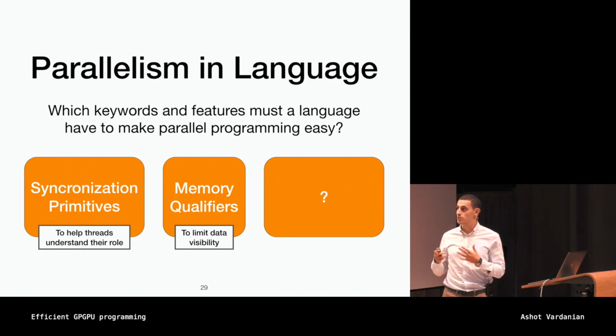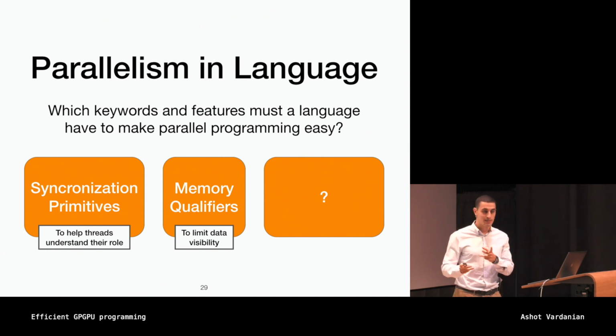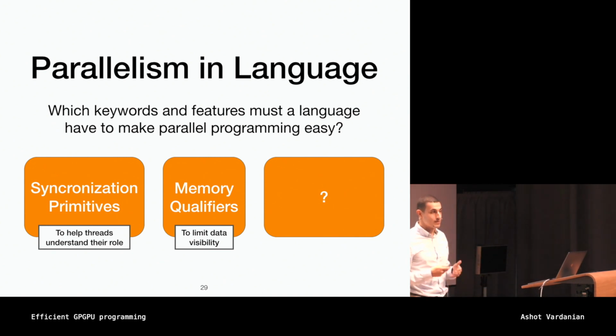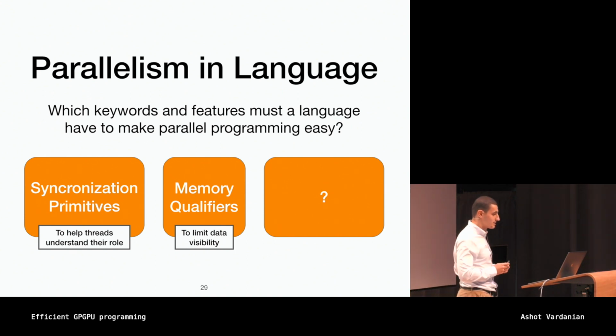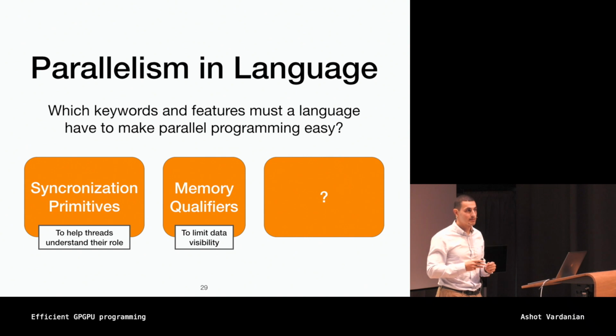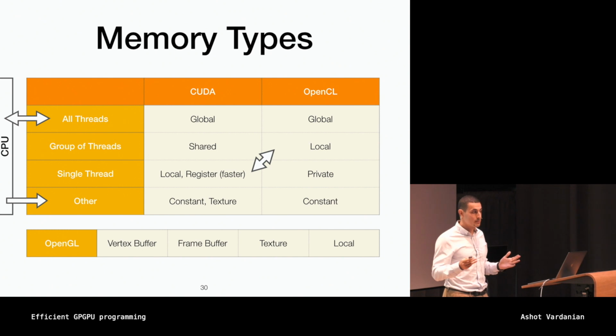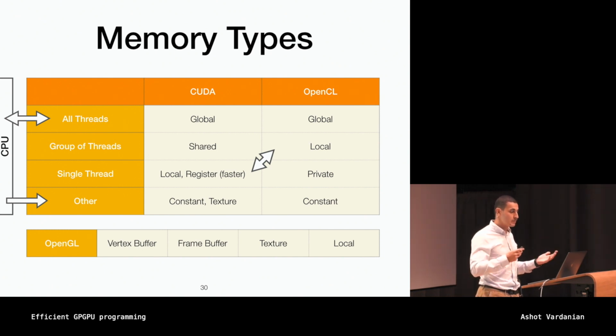The language that you would want to use for parallel programming should probably have two of those things: synchronization primitives and memory qualifiers. A synchronization primitive is something that lets every single thread on a device understand its specific role. While the kernel is running, every thread can query its own position and its own purpose within the entire operation. And then memory qualifiers are something that's more for a compiler. It basically limits the visibility of a specific memory region. So you can mark every part of memory as either global memory or shared memory. And there are some specific distinctions between those.